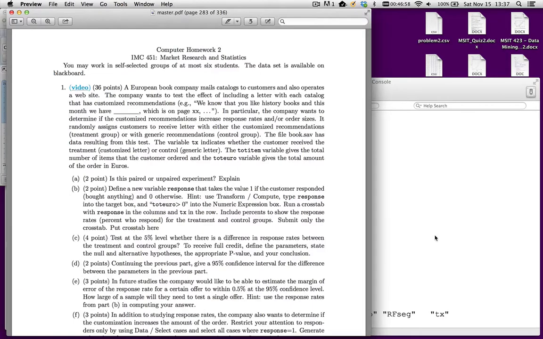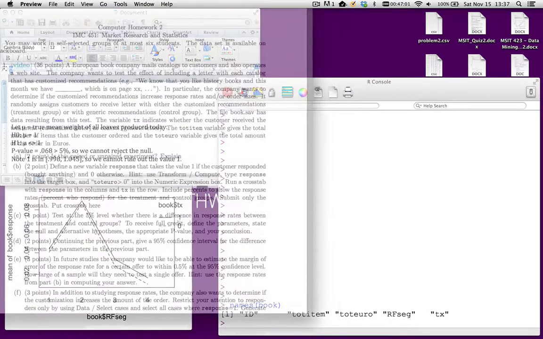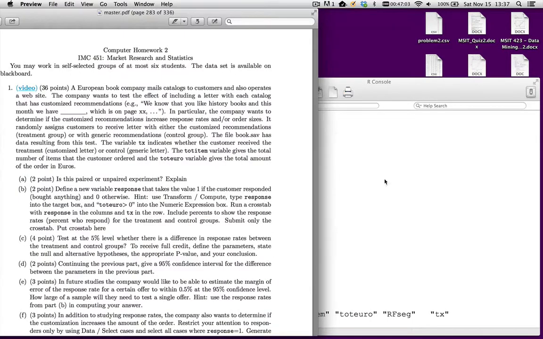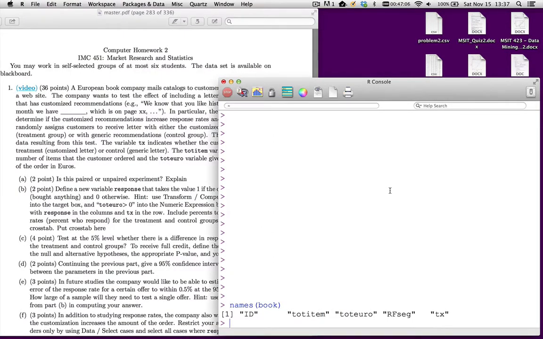All right, we have to define a new variable response that equals 1 when the customer responded. So the way I'm going to do this is say book$response, or if you don't like to type a lot, let's just say buy. Buy indicates whether the customer bought something. And one way to do this is I'm going to use as.numeric(book$tot_euro > 0). So that's a Boolean expression.